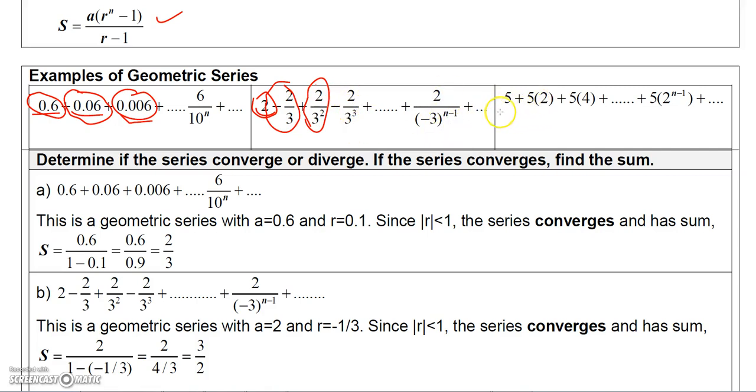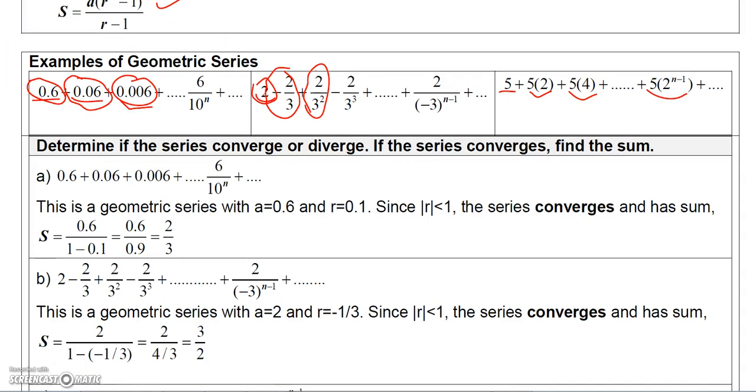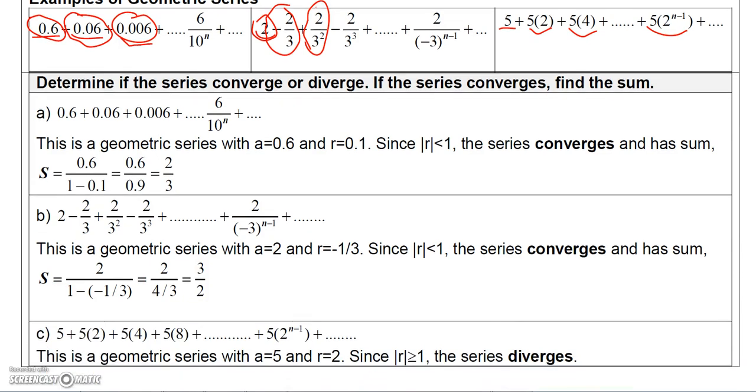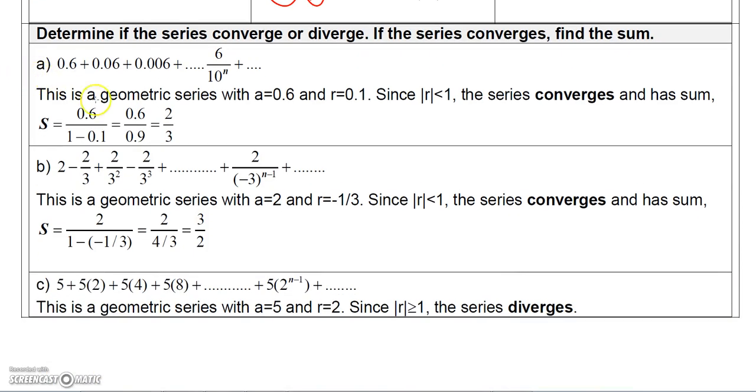And then this one, you have 5, and then you multiply 5 times 2, then 5 times 4, then 5 times 2 to the n minus 1. Okay, so let's determine if we can find out if these geometric series converge or diverge.